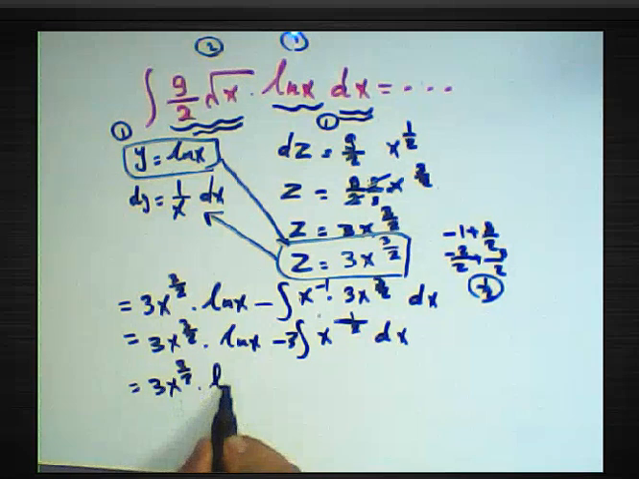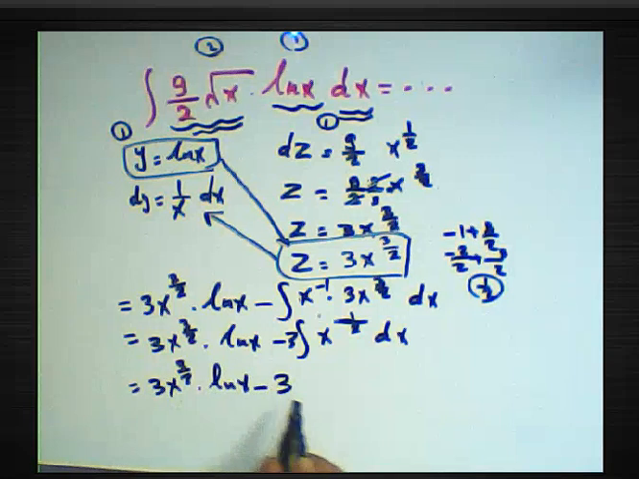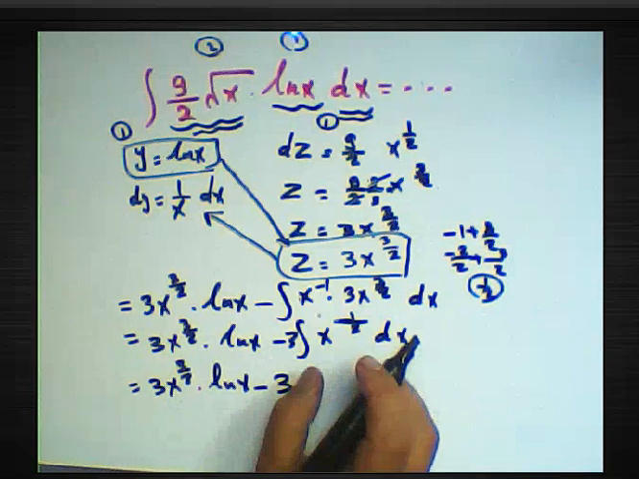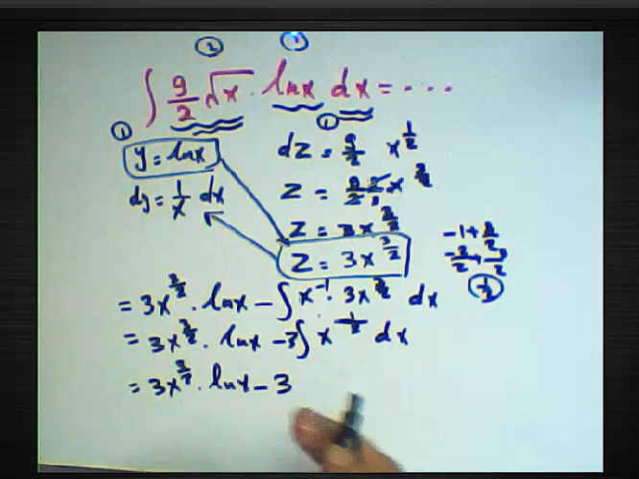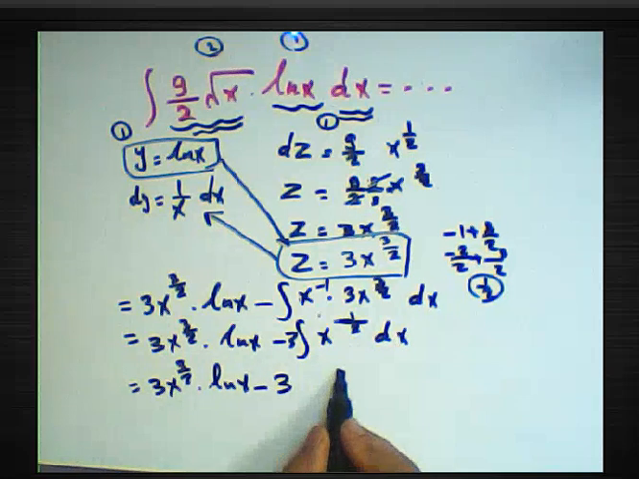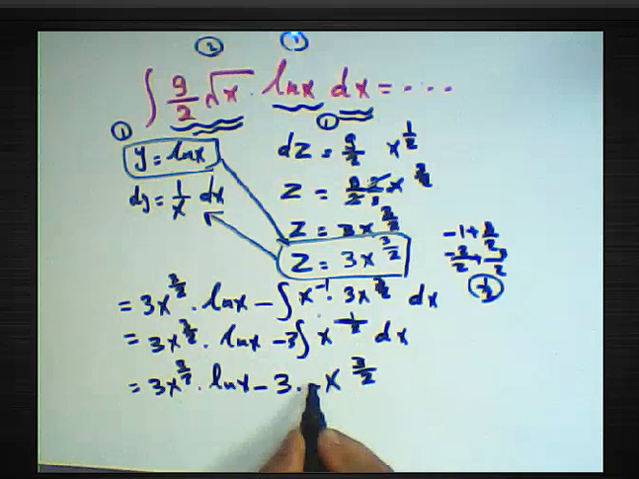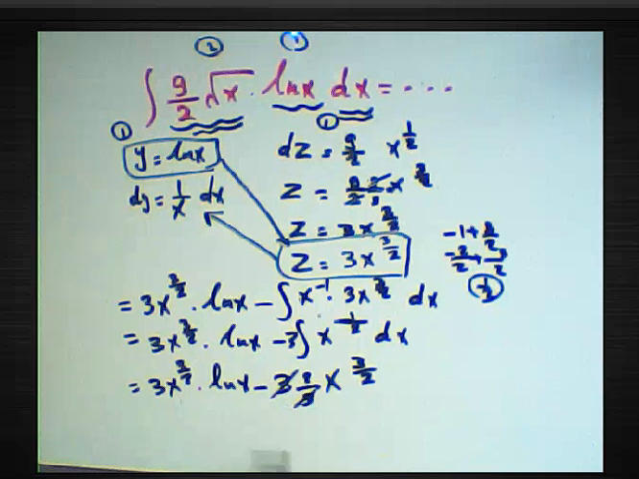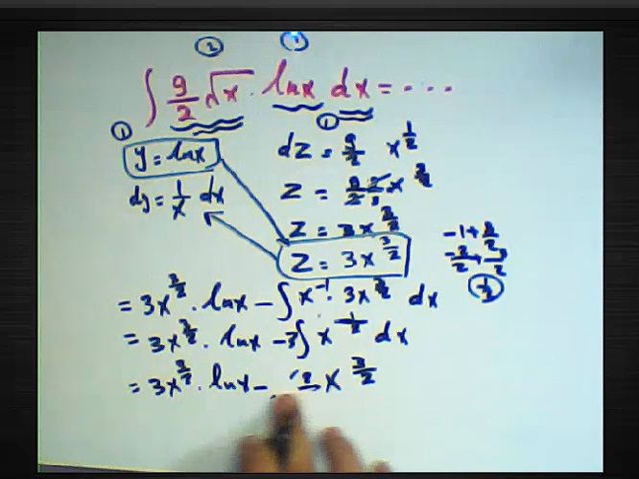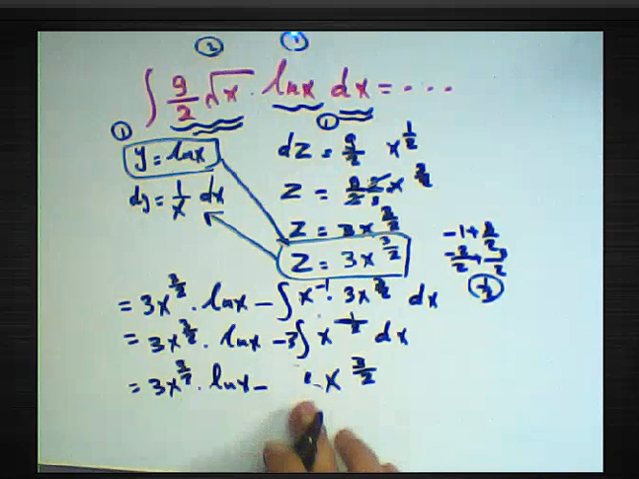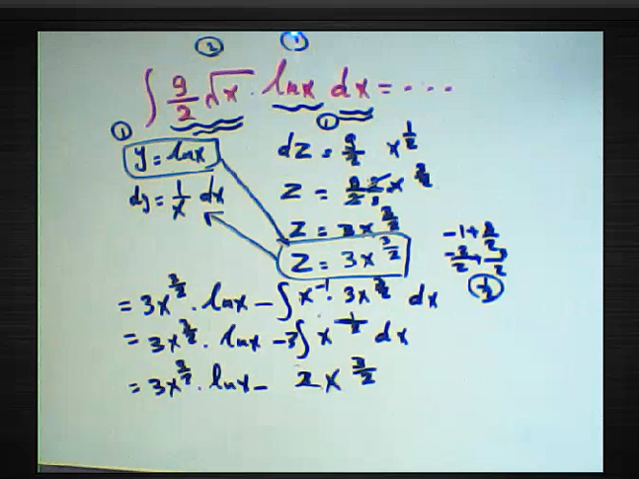over 2 multiplied by ln of x, subtract 3, we can integrate this function by adding 1 to the power and dividing by the new power: 1 plus half equals 3 over 2, and divided by the new power, it will be 2 over 3, and we can cancel 3 by 3, so the result will be 2x power 3 over 2 plus constant.